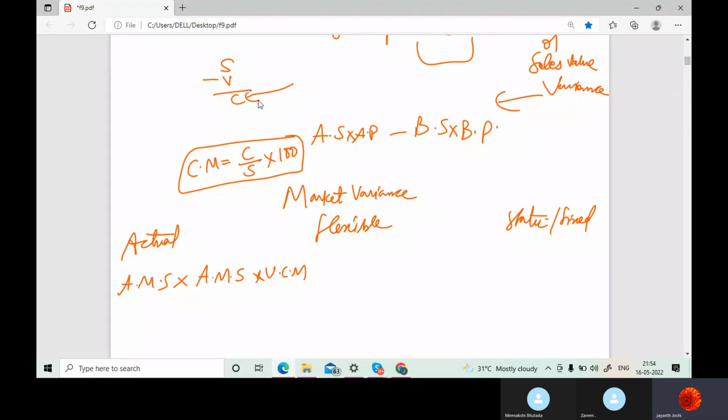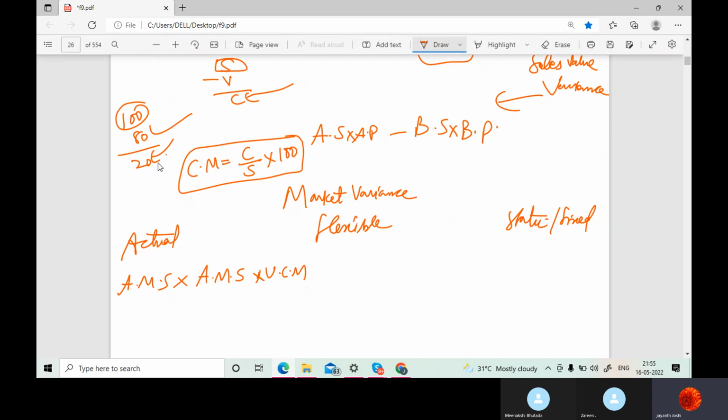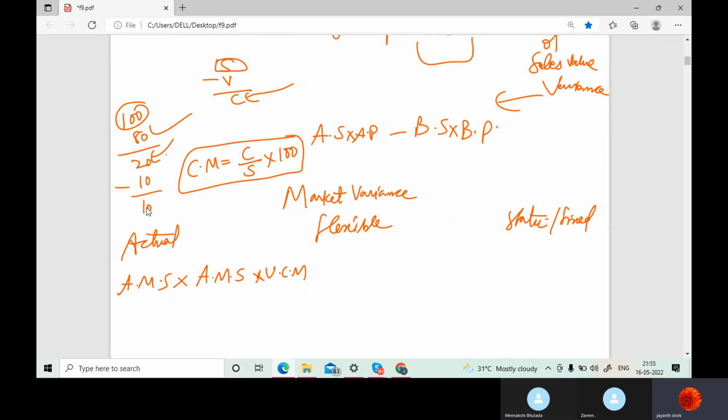What do you mean by contribution? The excess of sales over variable cost is contribution. Suppose my sales is 100, variable cost is 80, my contribution is 20. This 20 is nothing but excess of sales over variable cost. If you adjust your fixed cost, suppose it is 10, then you get a profit of 10. That is the indication of this.